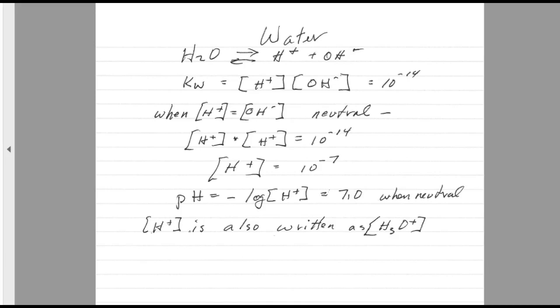So the convention with the symbol P is that you take the negative log base 10 of the concentration. So when water is in a neutral condition, we all know that represents a pH of 7. Of course, hydrogen ion is also written as H3O+.